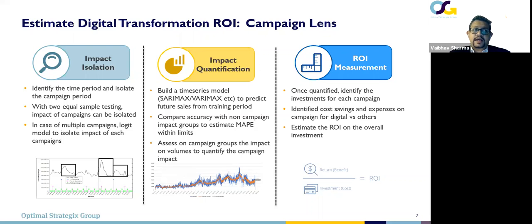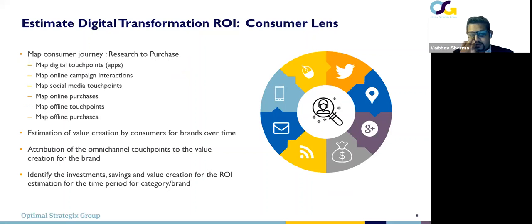Now this is a scenario where you've already invested in it. You have certain digital efforts live and going on to impact your customers, your trade, and any of your stakeholders in your business. The other side is more where you're just embarking on this particular journey, right? And that's where the consumer lens comes in. So I'll pass it back to Karan for the consumer lens part. Karan.